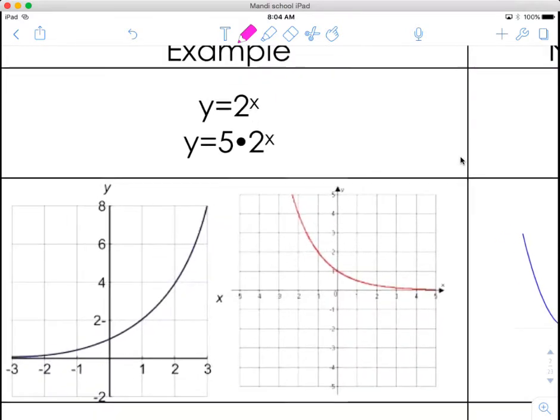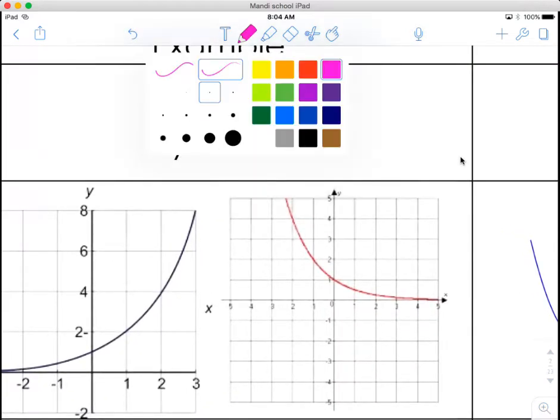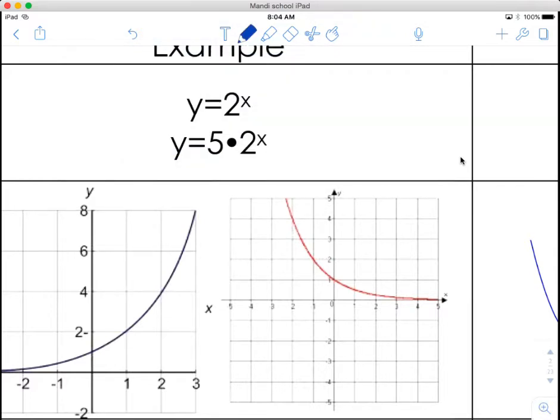Some examples that you can have, it has to have a base. The base will not be an exponent. It can have the base multiplied by something. It can have the base with something added to the exponent.